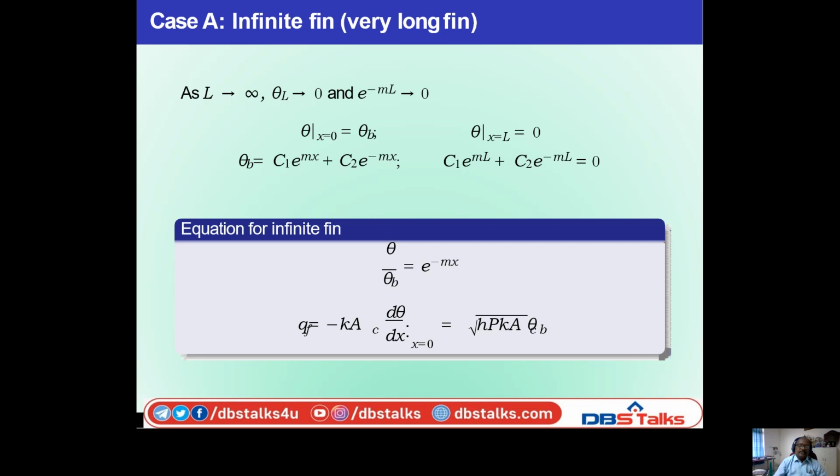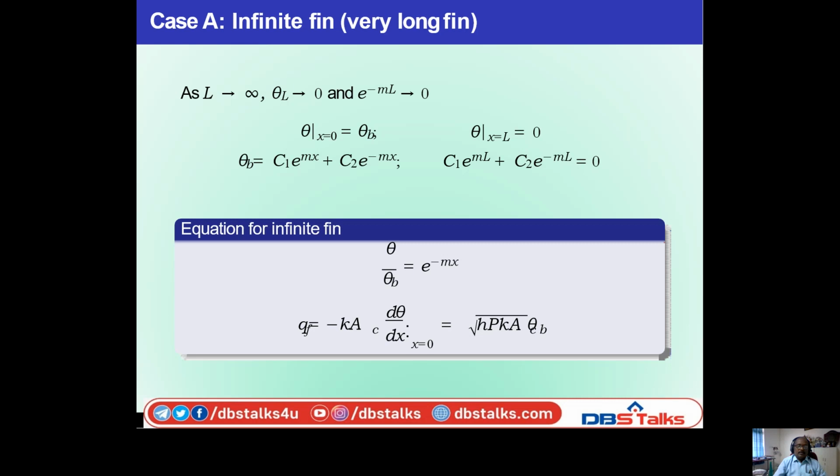If you substitute again in that equation, theta by theta b equals e to the power of minus mx, or theta equals theta suffix b into e to the power of minus mx, where theta means T minus T infinity by Tb minus T infinity. This equation we can call the temperature distribution equation.